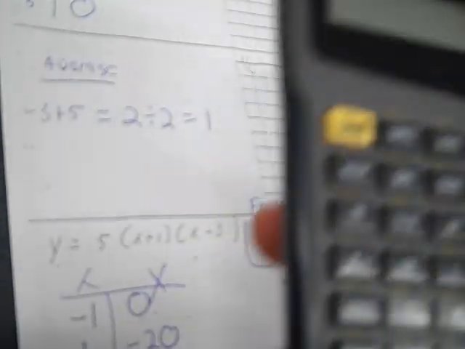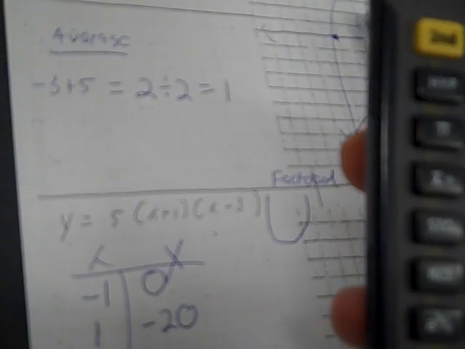Then 3. So 5 times, and then 3 plus 1 and 3 minus 3: parentheses 3 plus 1, close it, times parentheses 3 minus 3. Close that, hit equals, and you get 0.